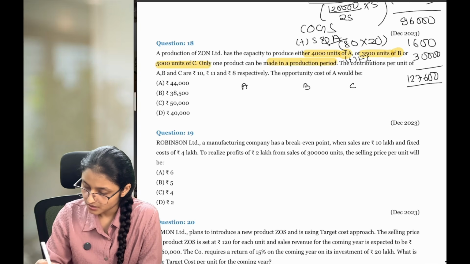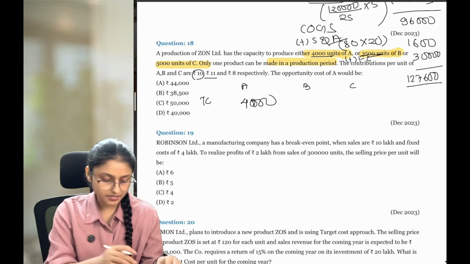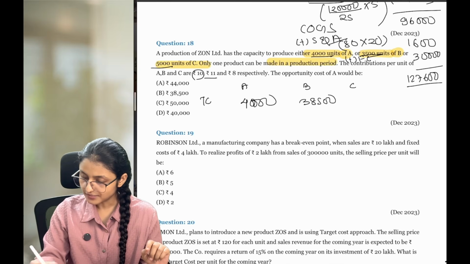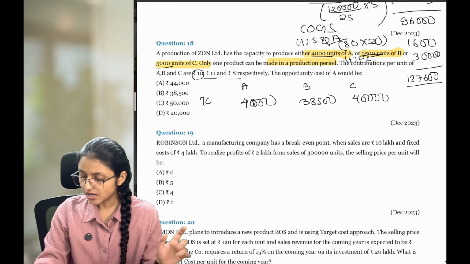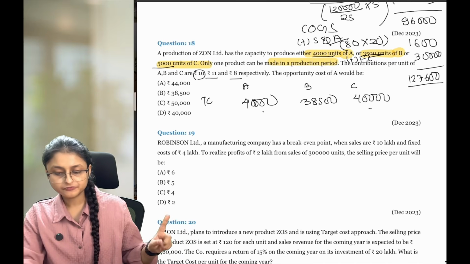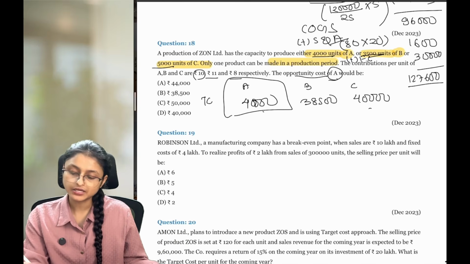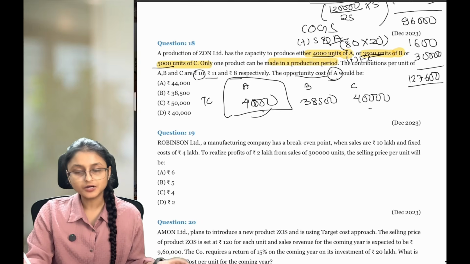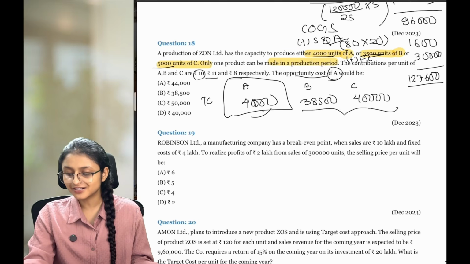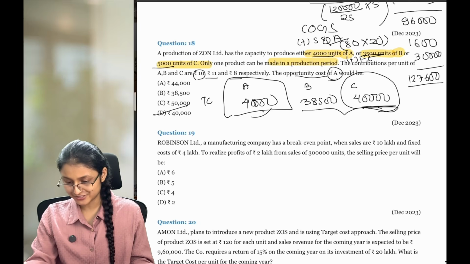So A, B, C, the total contribution is 4,000 into 10 is 40,000. 3,500 into 11 is 38,500 and 5,000 into 8 is 40,000. So out of all of these, A and C are giving us the exact same amount of contribution. But we are selecting A to produce. A is selected to produce and you have to calculate opportunity cost of A. So if I select A to produce, what is the opportunity cost? Next best alternative, which is foregone. So out of these two alternatives, what is the next best alternative? C is the next best alternative with 40,000 rupees. Hence 40,000 rupees is the opportunity cost here. Okay.